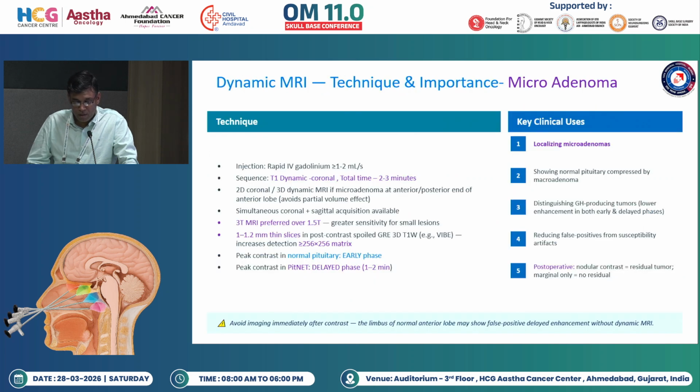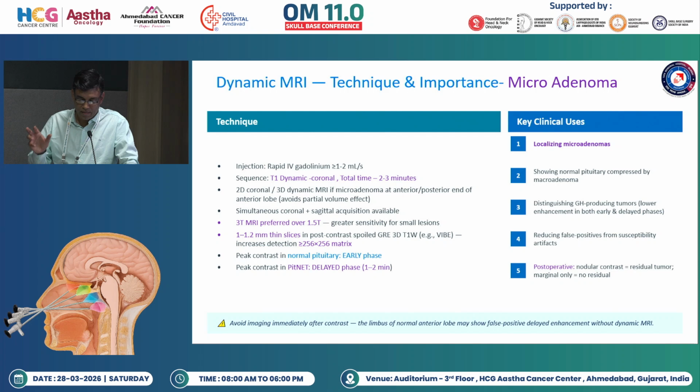percentages. The importance is that if we talk about microadenomas, that is where the protocol has to be clearly defined. It is a T1 dynamic coronal that usually takes around 2 to 3 minutes, and the flow rate can be 1 to 2. If it is given with the injector, then it will be better. And 3T MRI is preferred over 1.5T because of its greater resolution.